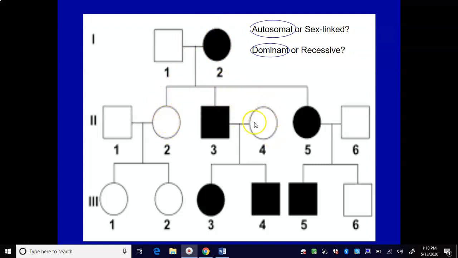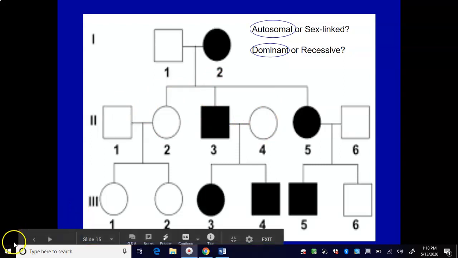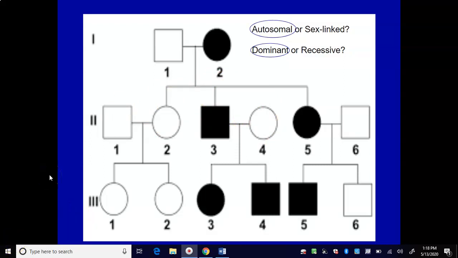This one's not, because this one's married in. Again, if you're not completely sure if it's homozygous dominant or heterozygous, you could write the genotype as capital D and then a question mark, because you don't know if it's capital D, capital D, or capital D, lowercase d. But if you want to write both of them just to be safe, you can do that also.